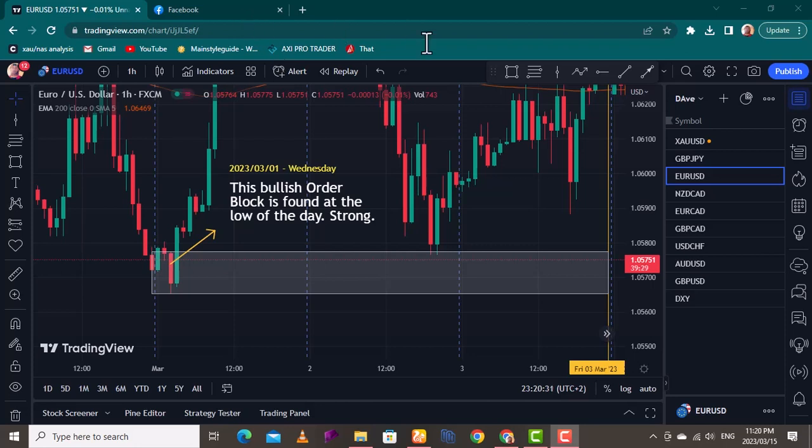Look at this bullish order block found at the low of the day. Okay, this is the 1st of March. Okay, we find ourselves a bullish order block that forms 2 a.m. my time zone. Price returns to it the next day, it holds up. It is a strong order block because it is found at the low of the day. Okay, there is demand here. Okay, and vice versa. If we're looking at a bearish scenario, there is supply there.